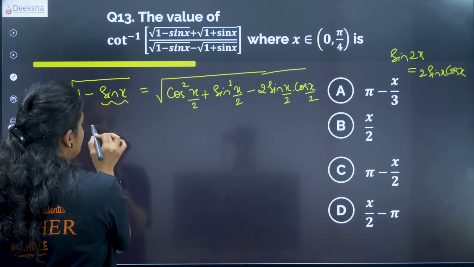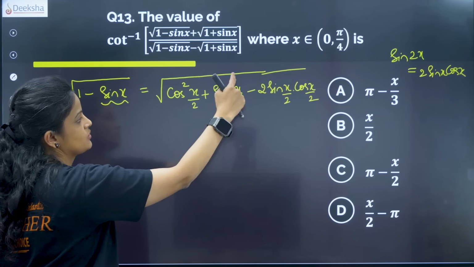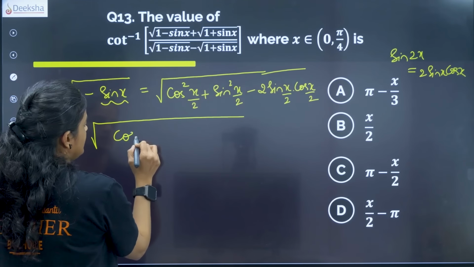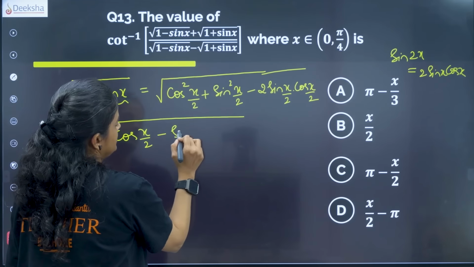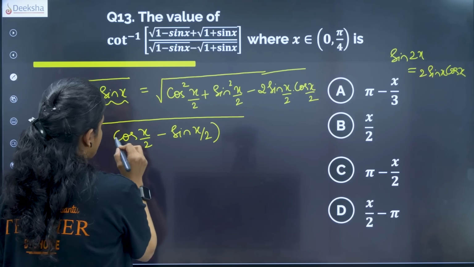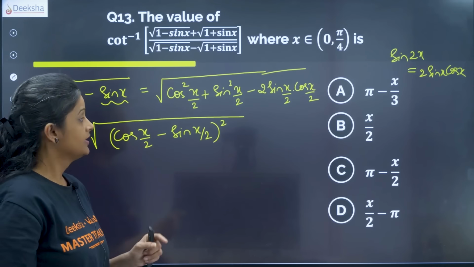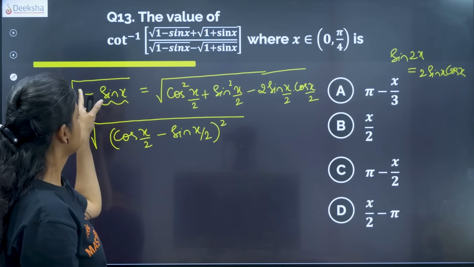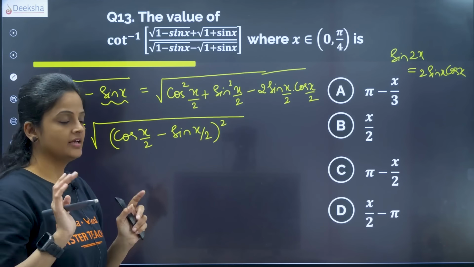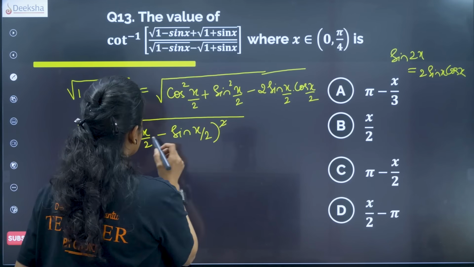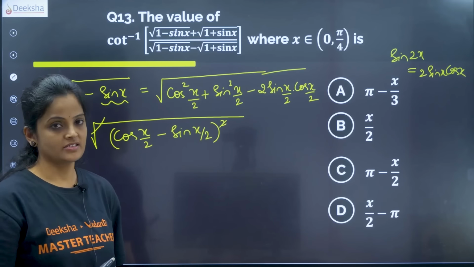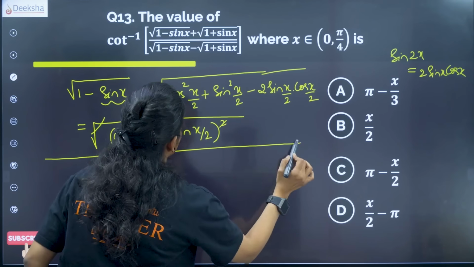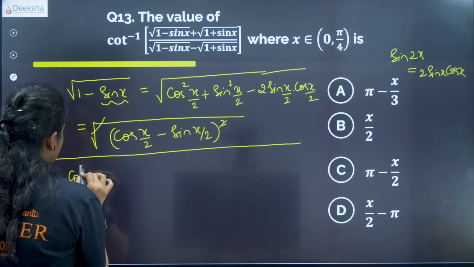Now we have, see the form, a square plus b square minus 2ab form. I am bringing it as a minus b the whole square. If you have minus here, here will be the minus. If you have plus like this, plus here, then here it will be plus. That you understand. Now we can write directly cos x by 2 minus sin x by 2. So put it in the question, now replace that.